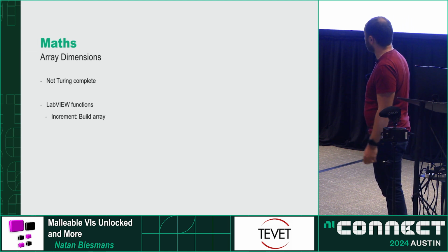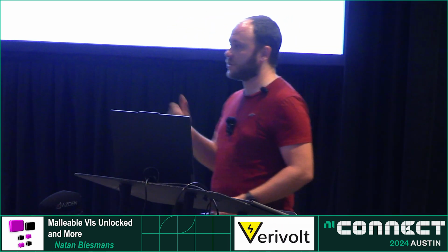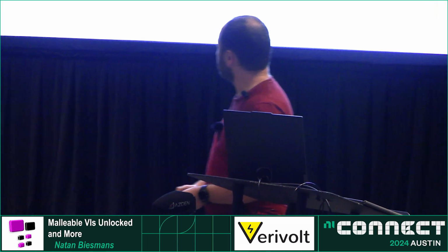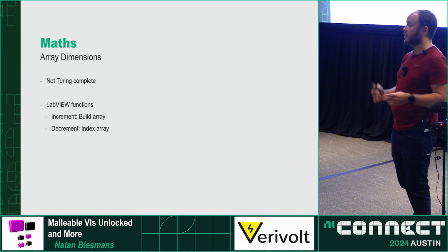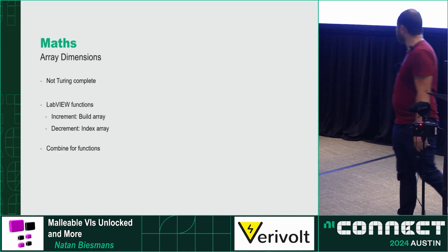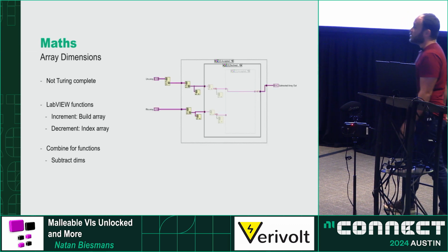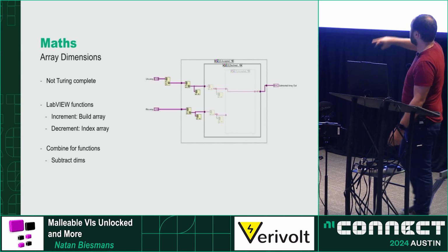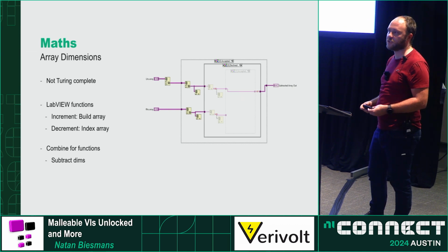So we can use LabVIEW functions to, for example, increment our dimension counts. So saying, hey, use the build array, which is going to add 1, or use the index array, which is going to decrement 1. And of course, you can only decrement until you reach scalar. So you also have a bottom line, which you can also use. And we can combine these to create a ton of different functions. So for example, in the previous example, again, this is the actual source code. We can subtract dimensions from each other.